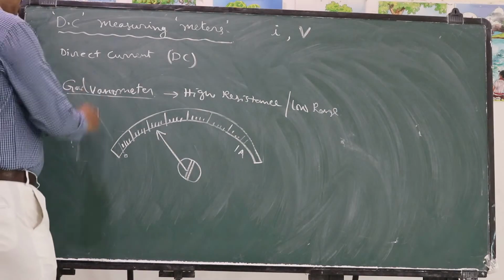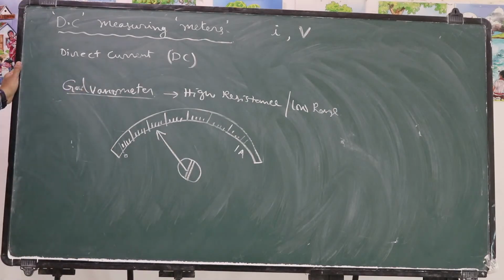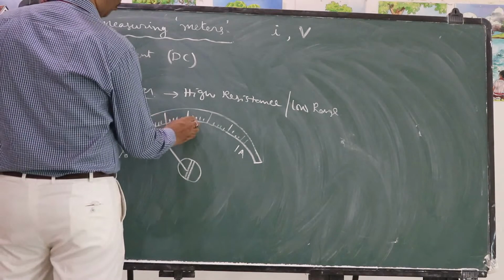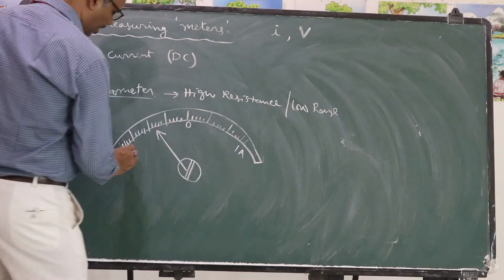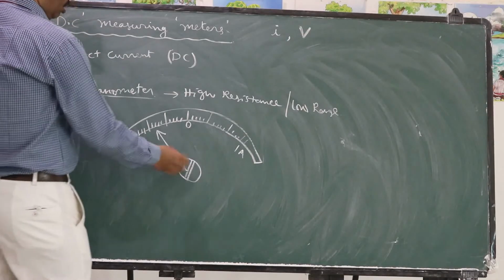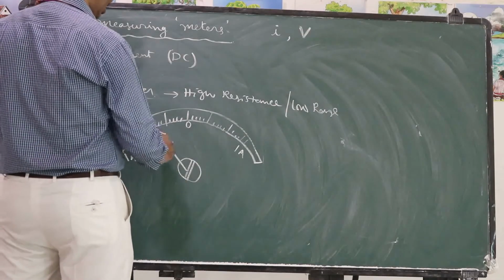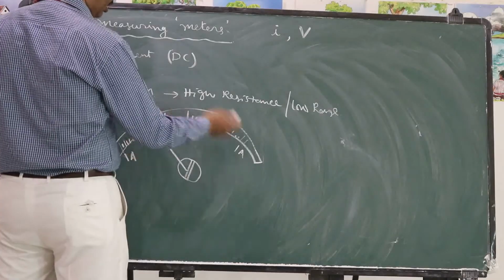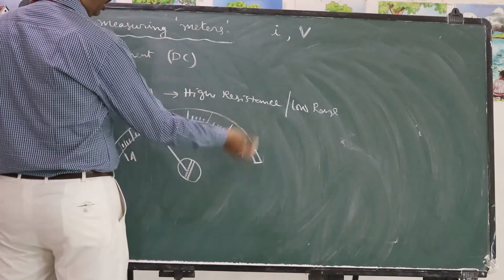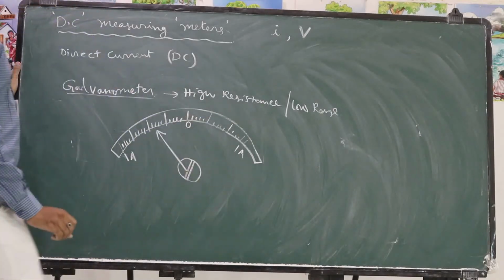So the galvanometer is an instrument which is used to know the presence of current in a particular circuit and which is used to know the direction of motion of current in a circuit. Generally, a galvanometer has 0 in the middle. It will have 1 ampere this side, 1 ampere this side. So depending on the direction of current, this needle may oscillate either to the left side or the right side.